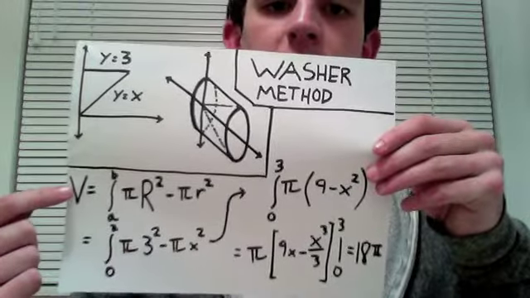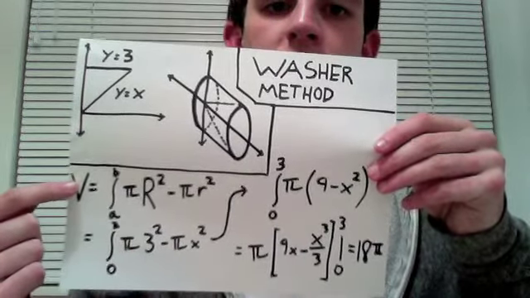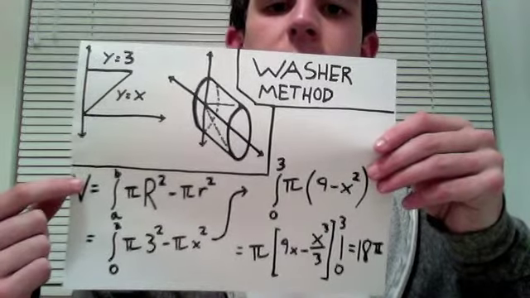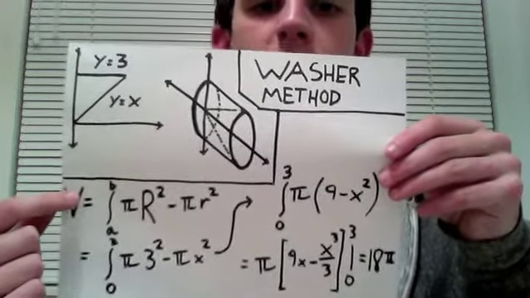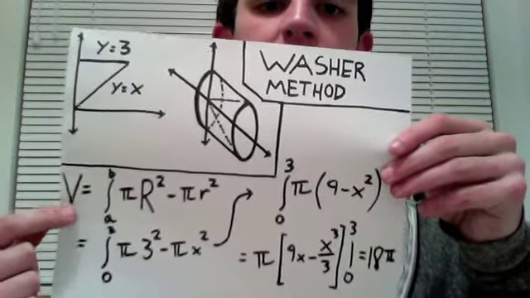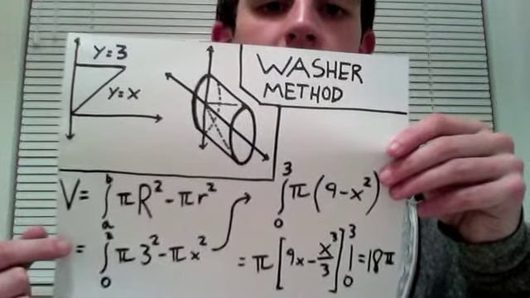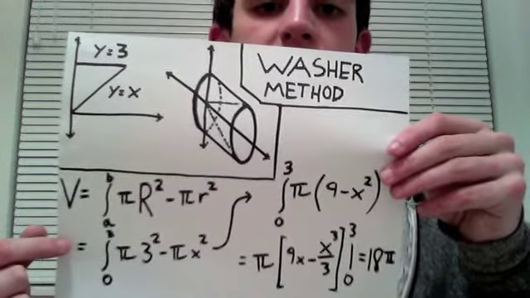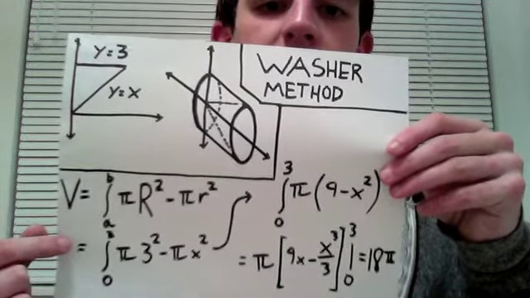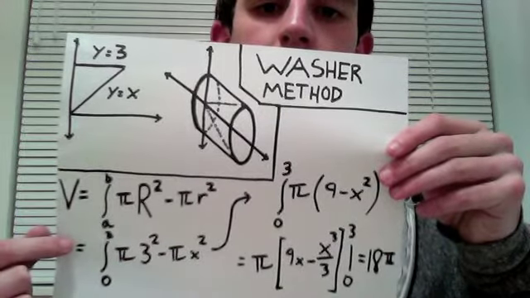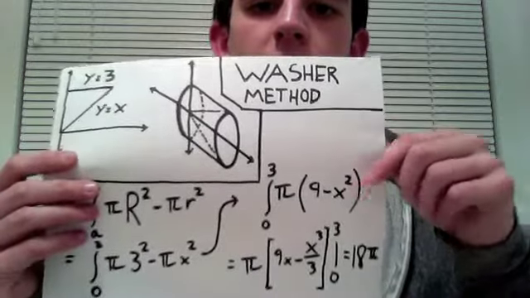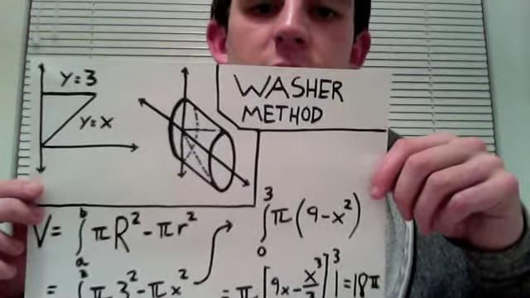Volume equals the integral from a to b of the top area minus the bottom area. So pi times the large radius squared minus pi times the small radius squared. And so evaluated for this, it's going to be from 0 to 3. Pi times 3 squared, since that's the large radius, minus pi times x squared, since that's the smaller radius. And you can simplify that, from 0 to 3, pi times 9 minus x squared.